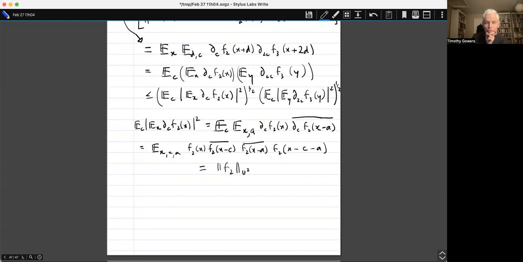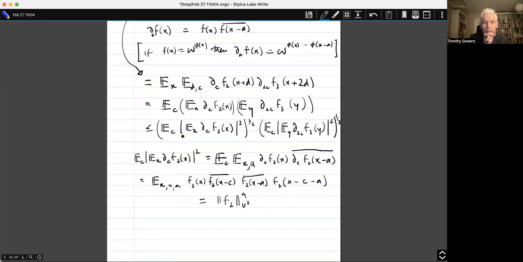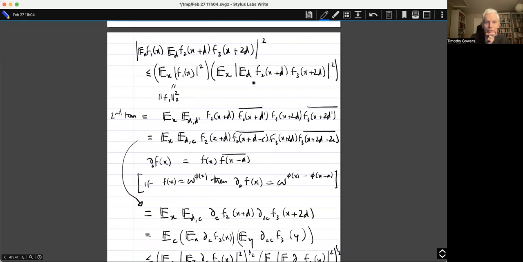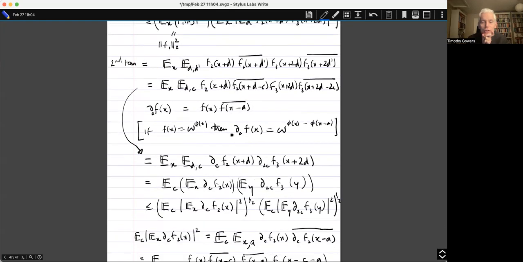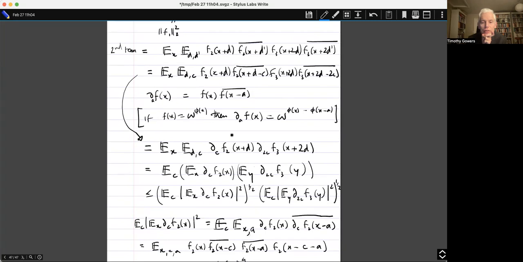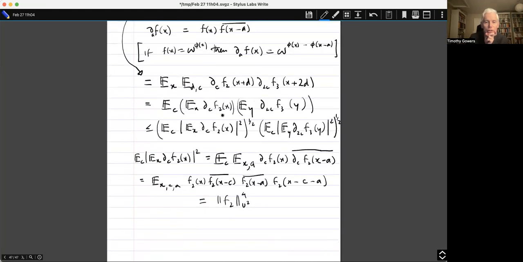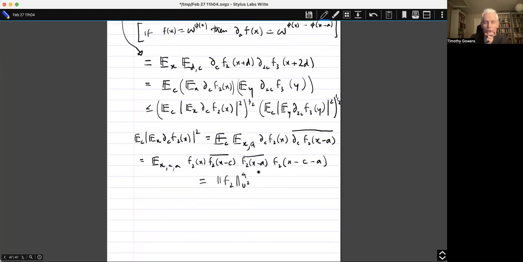So that is equal to the U2 norm of f2 to the fourth. And you notice that I squared this term, and I had previously squared, where's it gone? Well, I started off by squaring the original term, so this fourth power is again what I want.